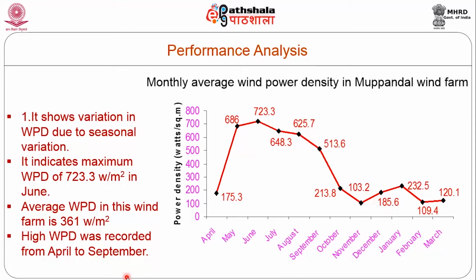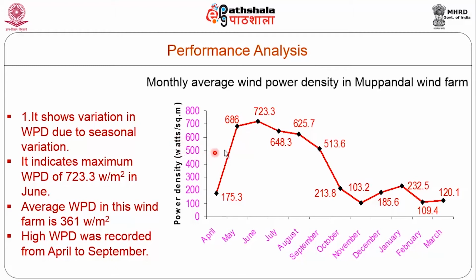And this is about the performance analysis, monthly average wind power density in Muppandal wind farm. Muppandal is a very good site in the country, maybe even in the world. Second best site, first site is California, next site is Muppandal area, which is in southern part of Tamil Nadu. And this graph represents the wind power density, watt per square meter.